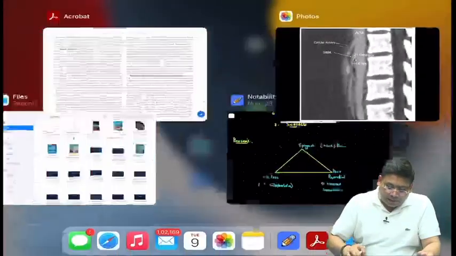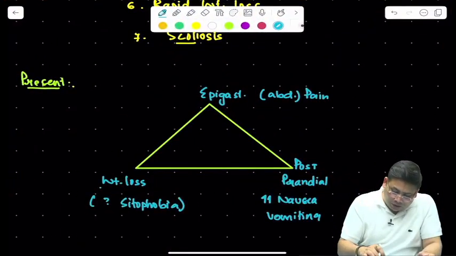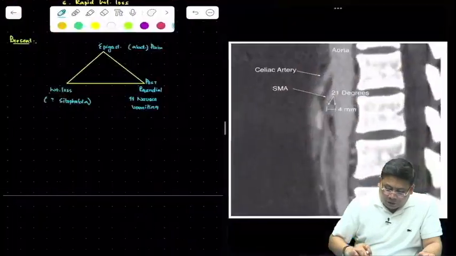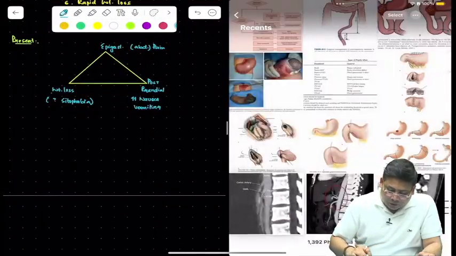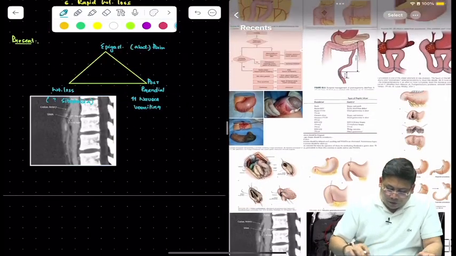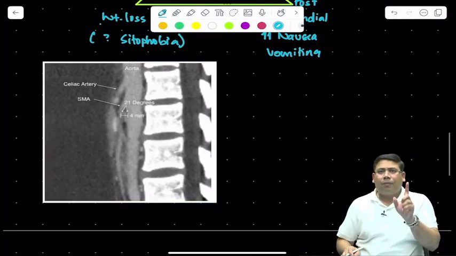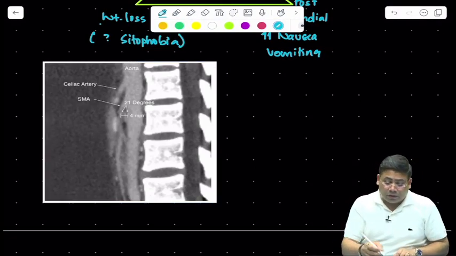I will add this image to the notes also, and this is very, very important for you, because I will also tell you about the distance. So let me add it here for you. When we talk about the symptoms, why do the symptoms happen? The symptoms happen because of the compression, and this is very important.